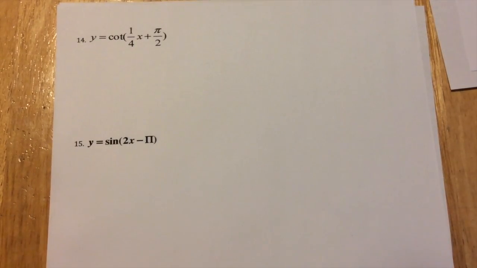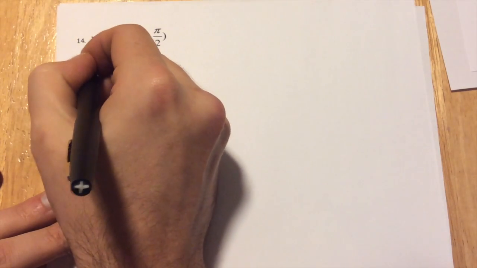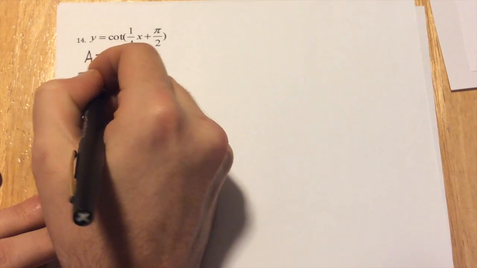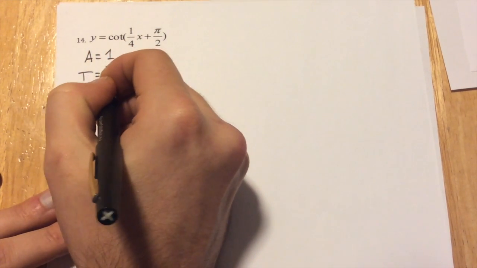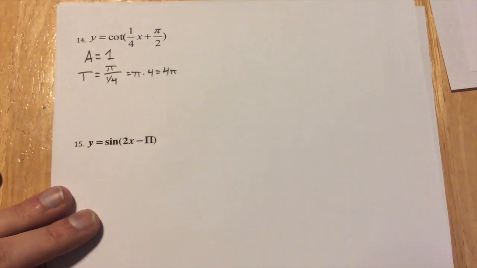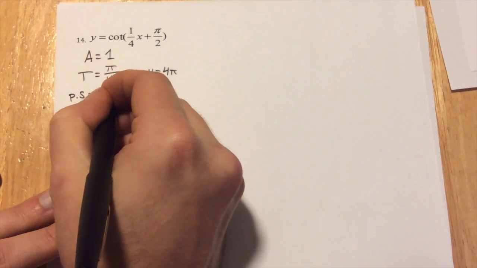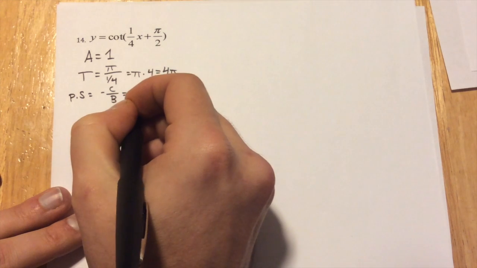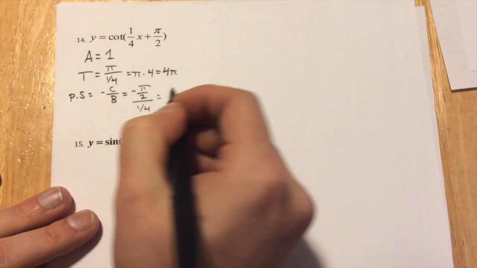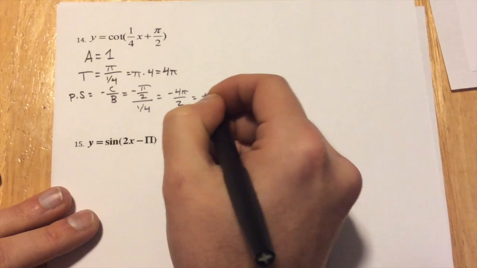So here we've got more graphing with phase shifts, vertical shifts, and the like. So 14, amplitude is 1. My period is pi over 1/4. So that's pi times 4, which is 4 pi. My phase shift is negative c over b. So that's negative pi over 2 divided by 1/4. So I flip that guy and multiply, so that's negative 4 pi over 2, which is negative 2 pi.